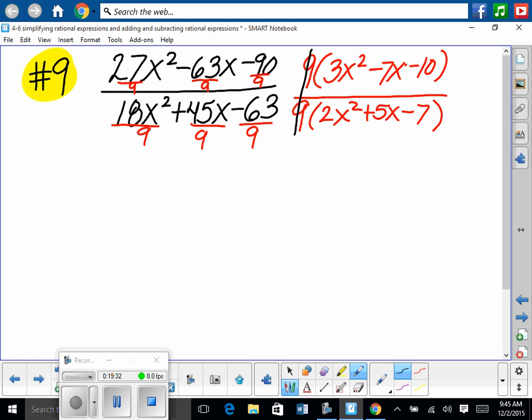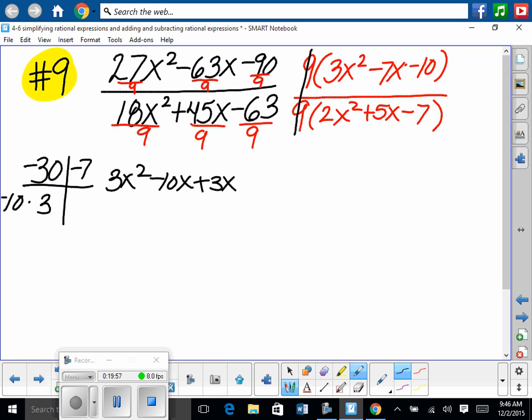So now we are going to do what multiplies to be a times c, so what multiplies to be negative 30 and adds up to be negative 7. 10 times 3, the negative would have to be at the 10. We cannot quick factor, but we can long factor pretty quickly. So we drop down 3x squared, we put in a negative 10x, plus 3x, and we're dropping down -10. Do you see how I drop and break? Am I okay?